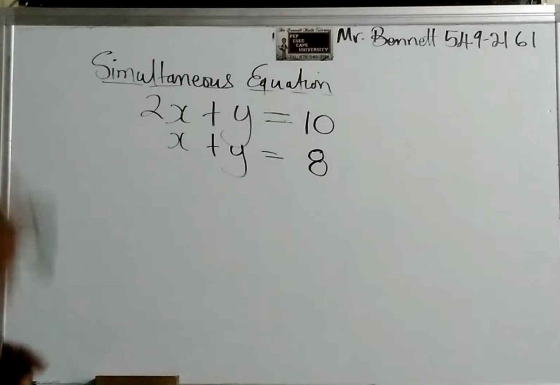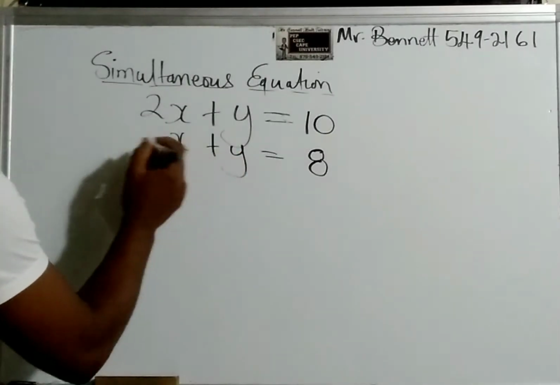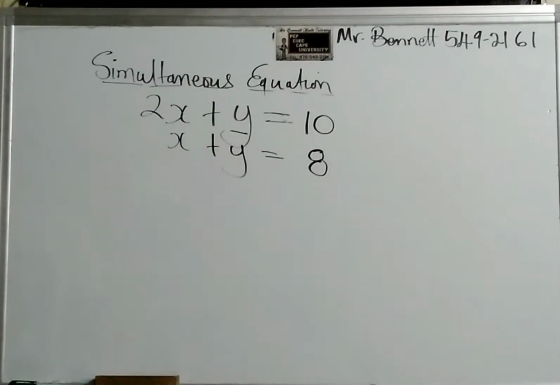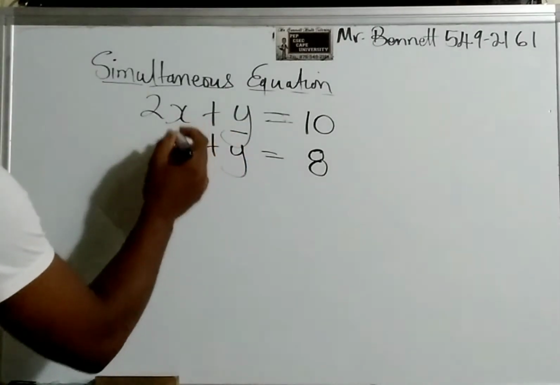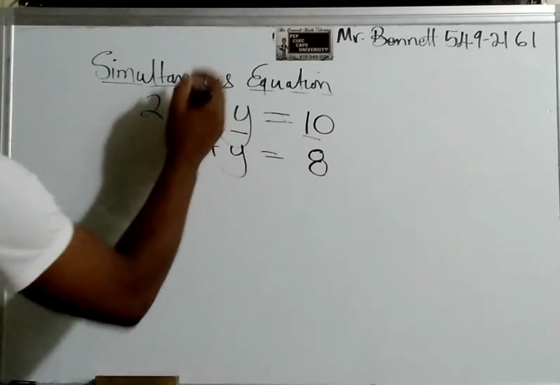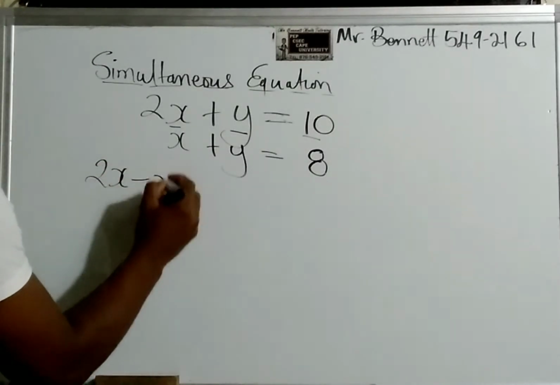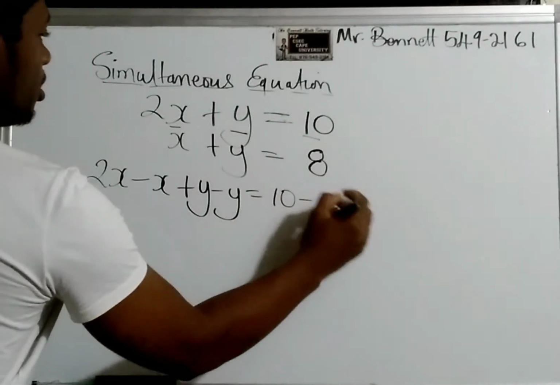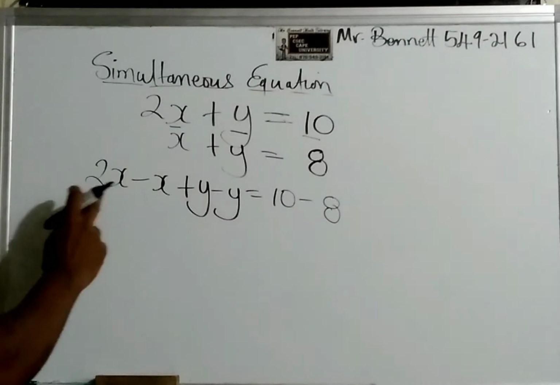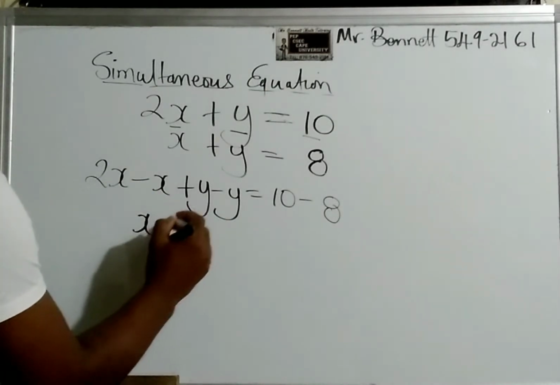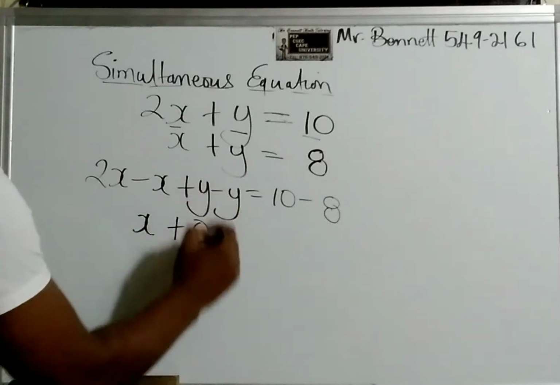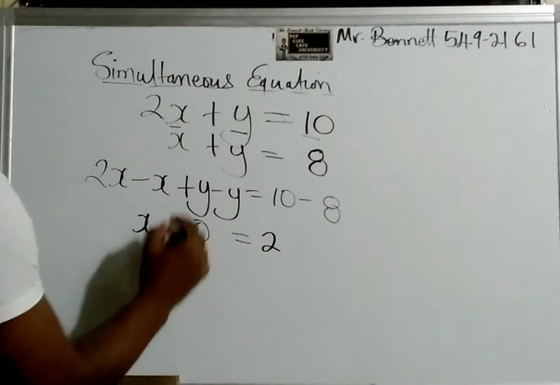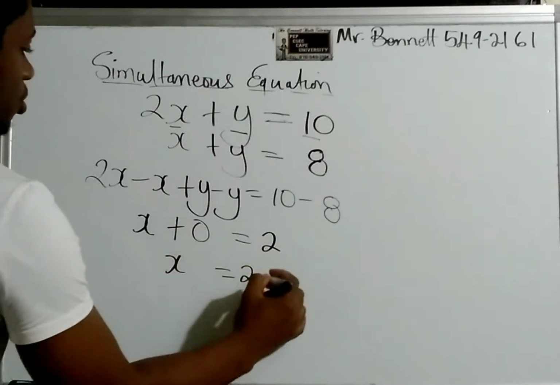So the first thing, because it is the same, we could just subtract, because y minus y would leave us with 0. But because this is an equation, we simply have to do that for everything. So let us put the minus there. Alright, let's go. So it will be 2x minus x plus y minus y is equal to 10 minus 8. Now 2x minus x would give us x, and y minus y, as we discussed earlier, would give us 0. 10 minus 8 would give us 2. So therefore, x is equal to 2.